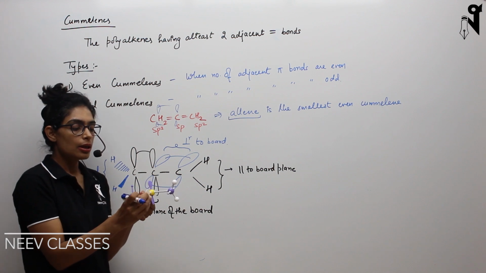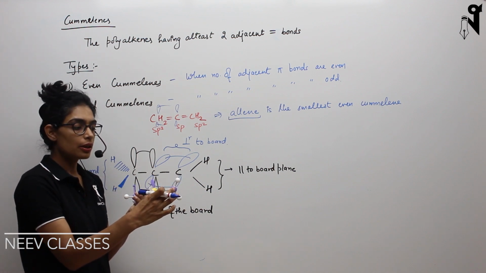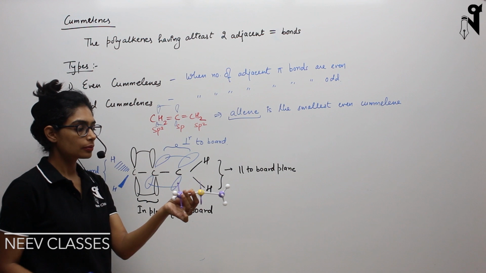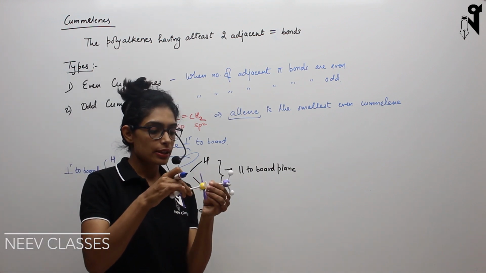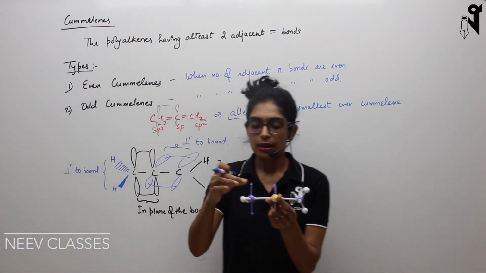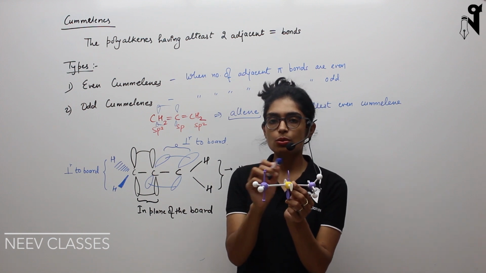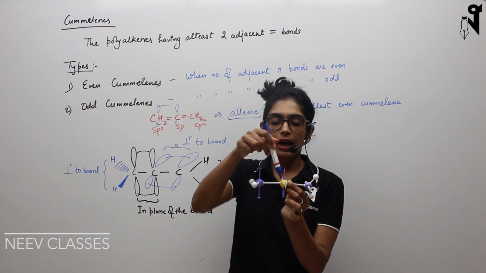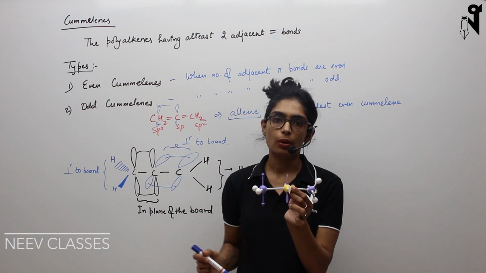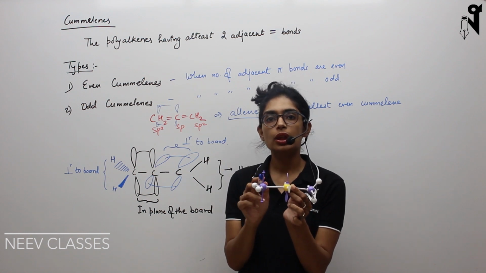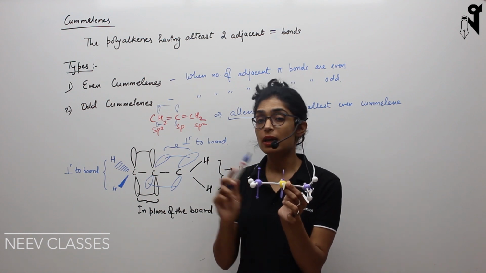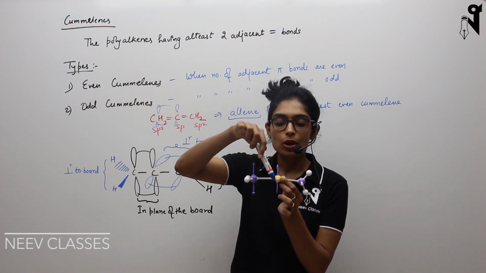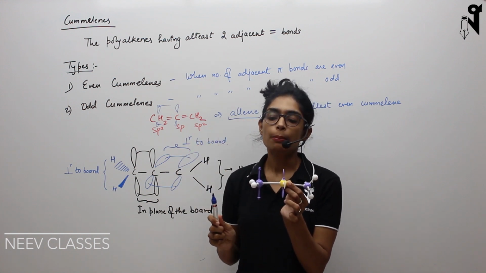So this is one p orbital and this is another p orbital, and there will be overlap between this and this. I'm not sure whether you can see this properly or not, but these two are making one pi bond, and this is making another pi bond. So one pi bond's p orbitals are parallel to the board, and the other pi bond's p orbitals are perpendicular to the board.